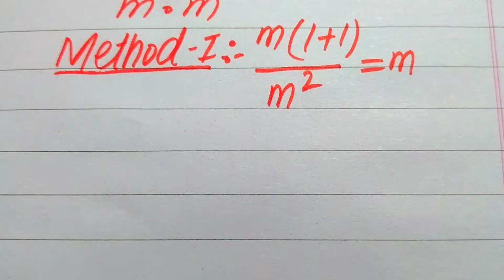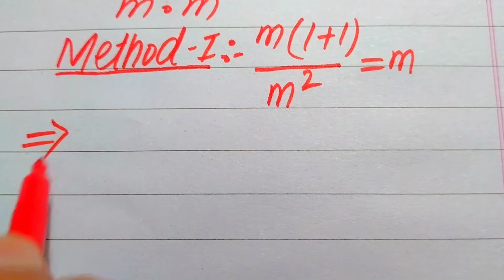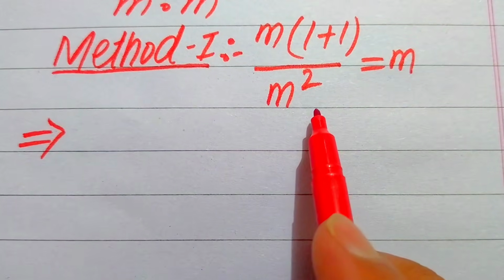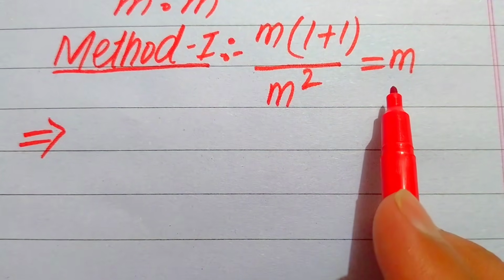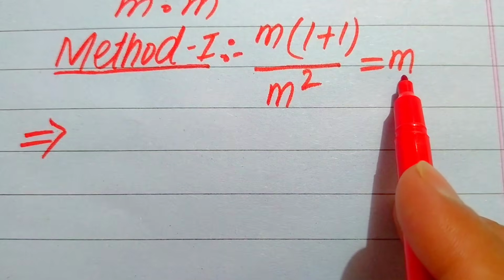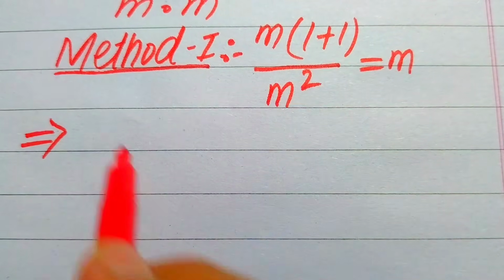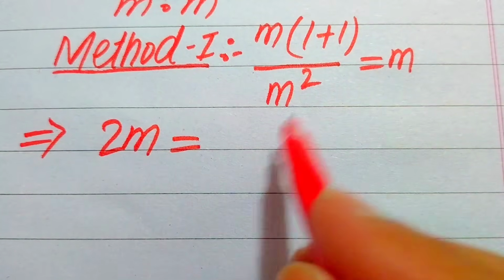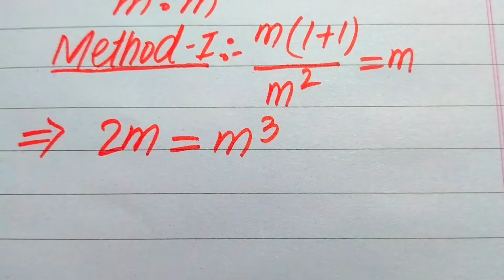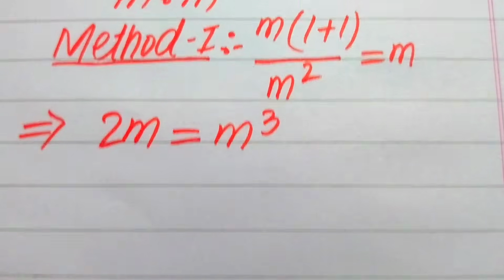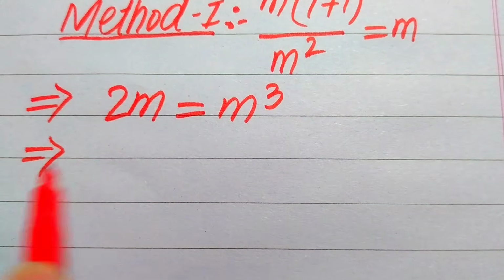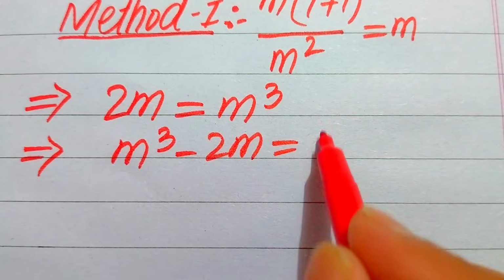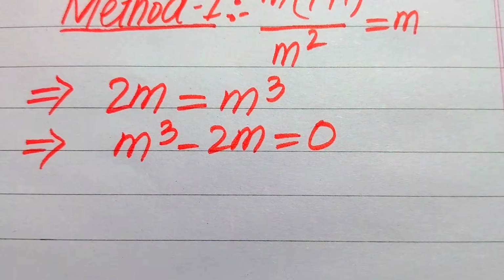And now further in the next step we need more simplification here. So we move the term m square from the left hand side to the right hand side. When we move it into the right hand side, it is multiplied by this m. And here we have 1 plus 1 becomes 2 times m is equal to m square multiplied by m becomes m cubed. So further in the next step we move 2m to the right hand side, and we get m cubed minus 2m, and this whole equation is equal to 0.